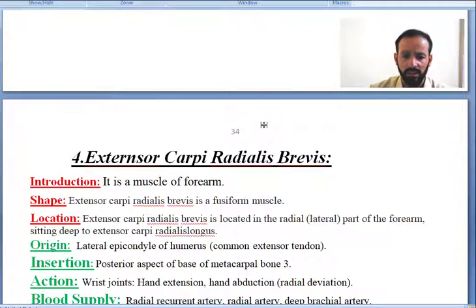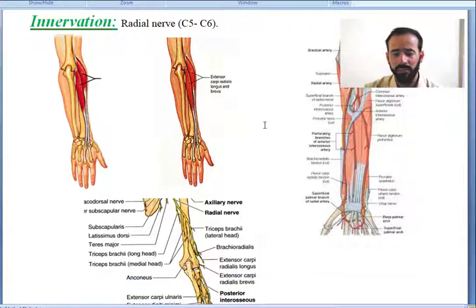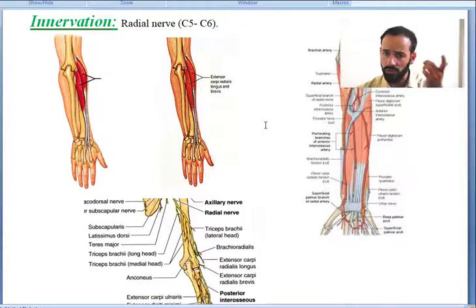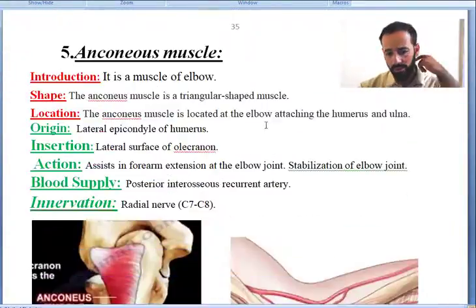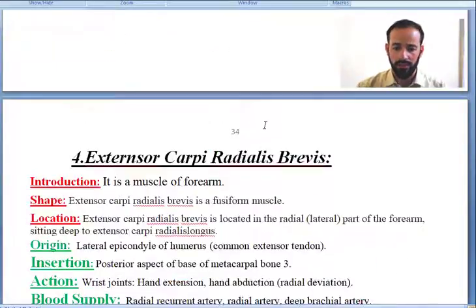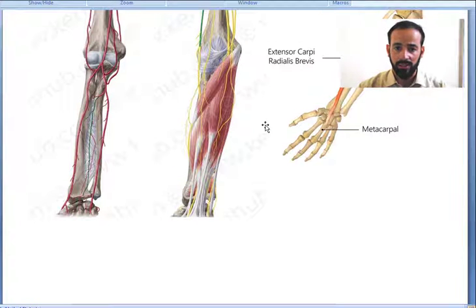Now the next muscle is the extensor carpi radialis brevis muscle. Brevis means short. Extensor carpi radialis, the same meaning which I told you before. So there is extensor carpi radialis brevis. We will discuss it in the next lecture.